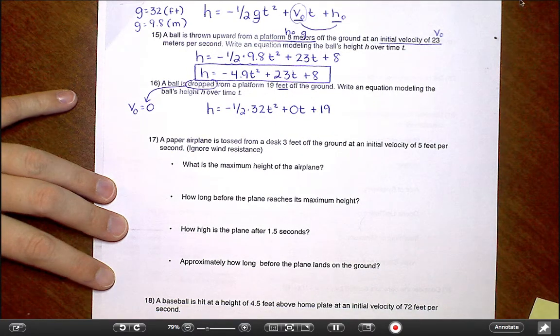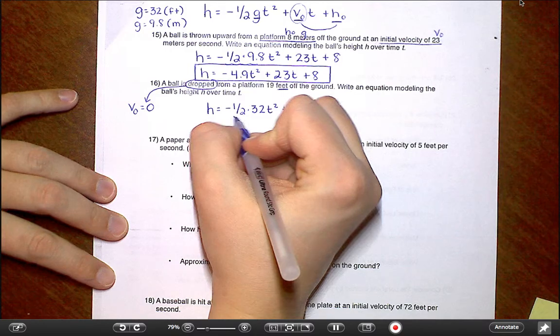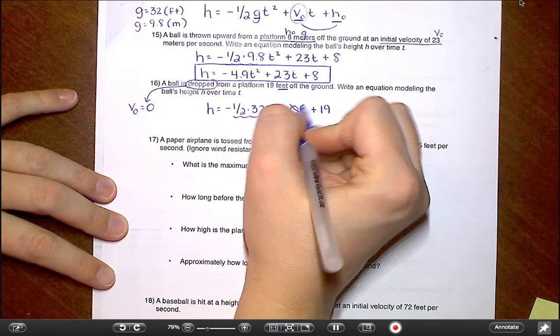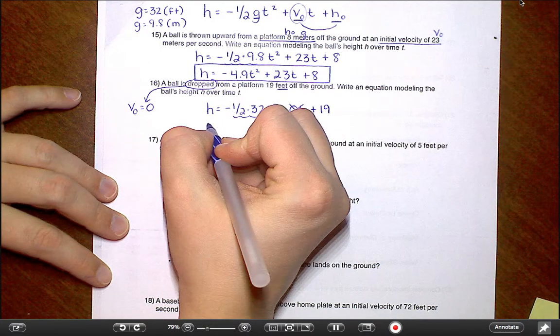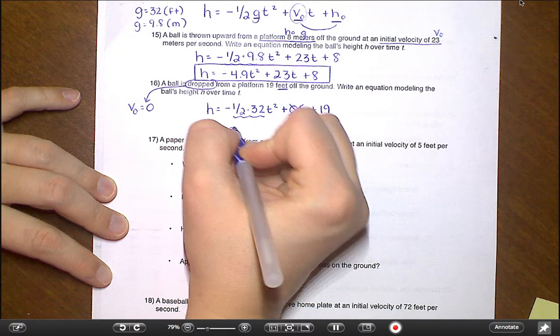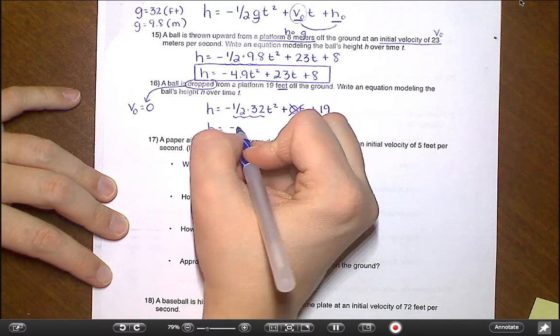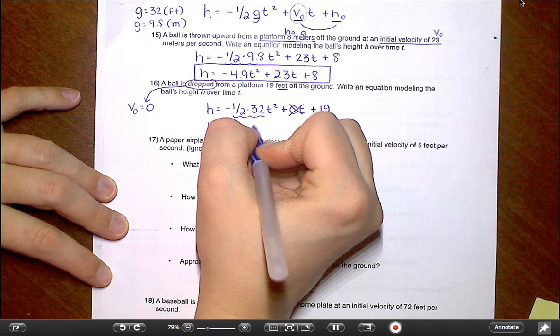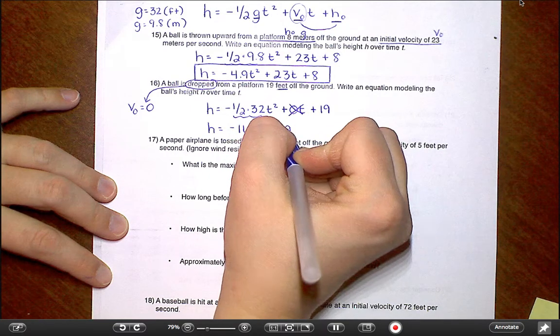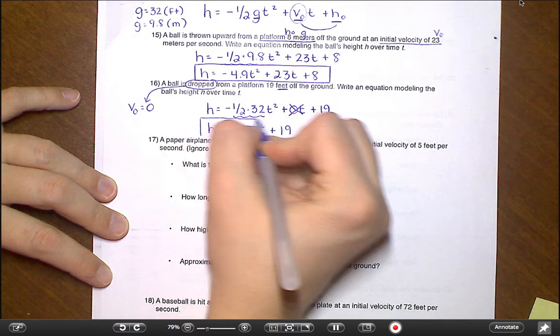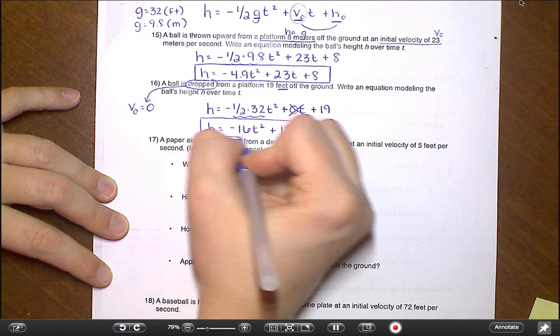And then this time, I can clean up this. And I can also get rid of that 0t. I don't really even need to write it in my problem. So my equation would be h equals -1/2. I'm sorry, -1/2 times 32 is -16 t squared. My 0t went away, and then this would just be plus 19. And that would be my equation for this one.